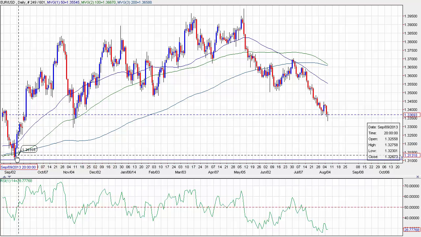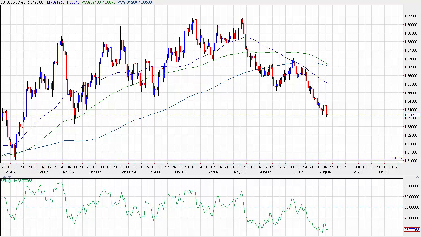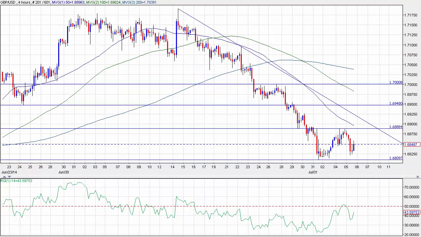If the euro-dollar clears below 1.33, the next key support will be the 1.31 to 1.3105 September 2013 lows. The pound-dollar has also been dragged down by the strong greenback, but it is also falling because traders are losing confidence in the 2014 rate hike by the Bank of England.